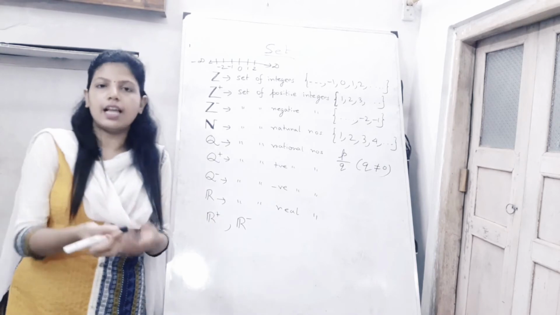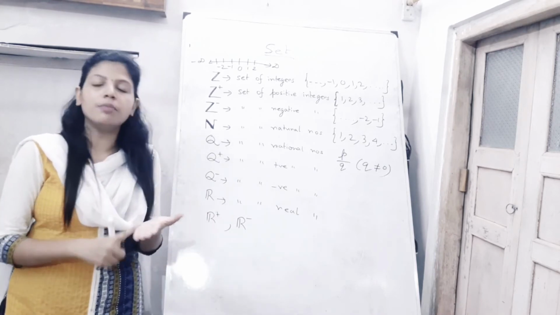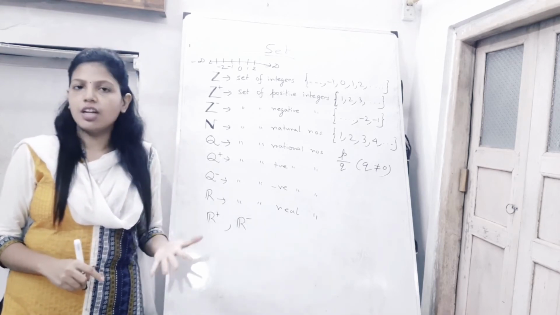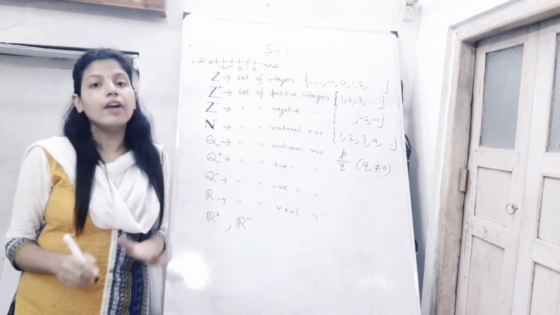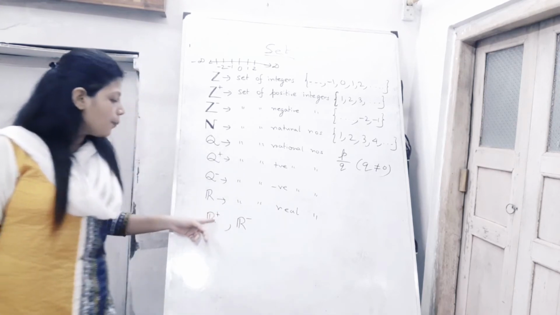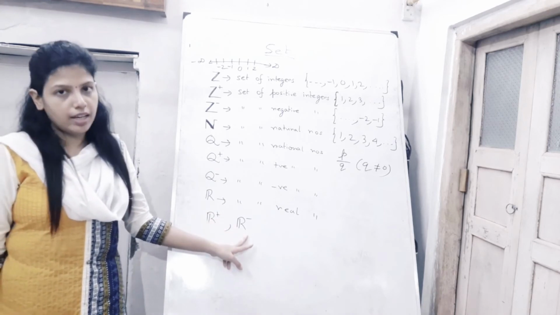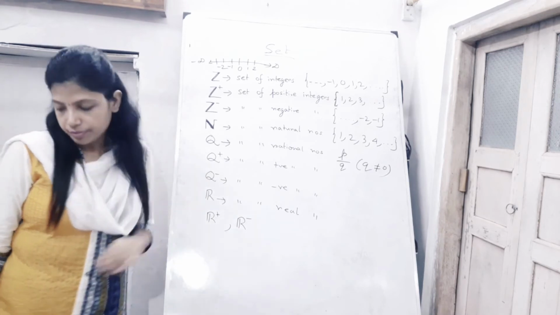There is one chapter on it in class 11 also. But till now, whatever numbers we have seen, natural numbers, whole numbers, decimal numbers, rational numbers, irrational numbers, transcendental numbers, all are real numbers. R plus means positive real numbers, R minus means negative real numbers. You will write all the notations properly.